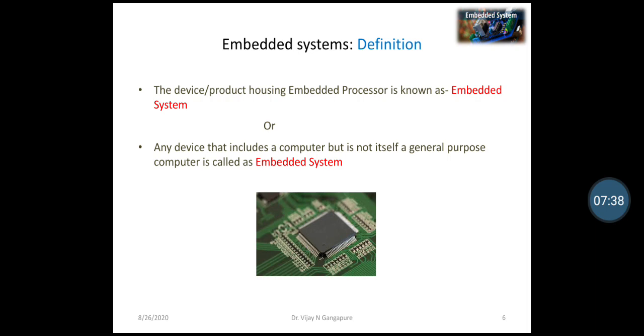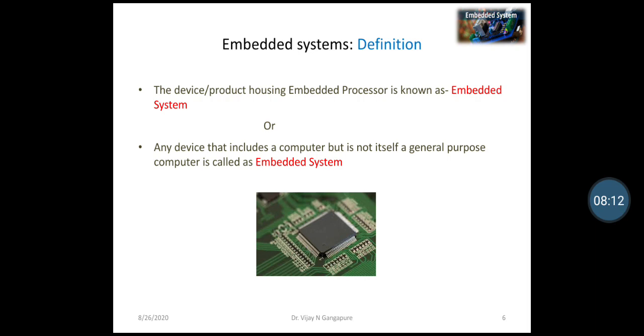Another definition of embedded system is: any device that includes a computer but is not itself a general purpose computer is called an embedded system. For example, your desktop computer system or laptop is not an embedded system, because that can be used for general purpose. General purpose means it can be used for any number of purposes. So it is a general purpose device.